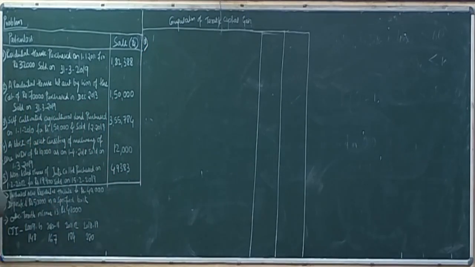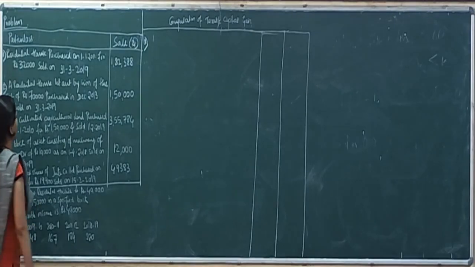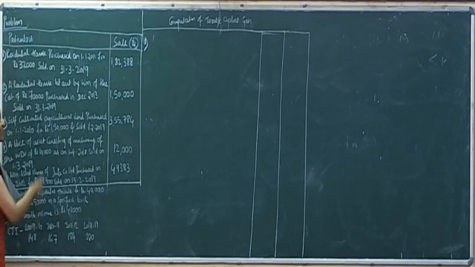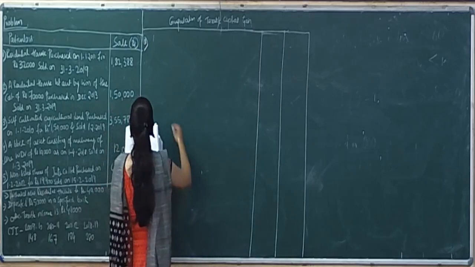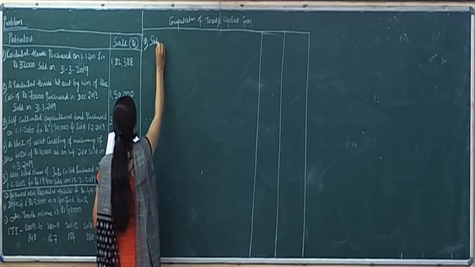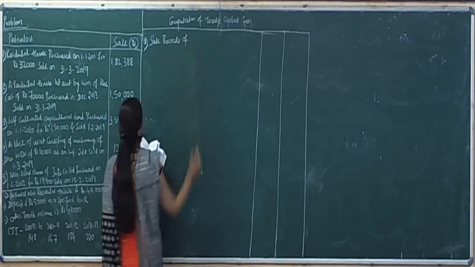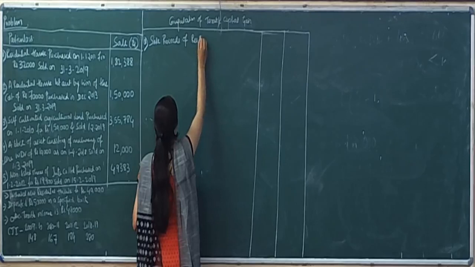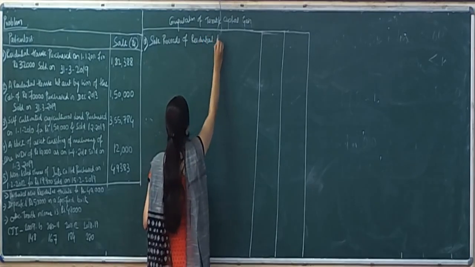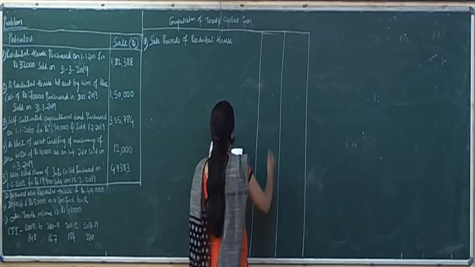So first we will take up the first capital asset, that is the residential house, purchased on 1st January 2011 for rupees 32,000 and sold on 31st March 2019. The sale proceed value is 1,82,388. So that has to be recorded over here. Sale proceed of residential house is 1,82,388.